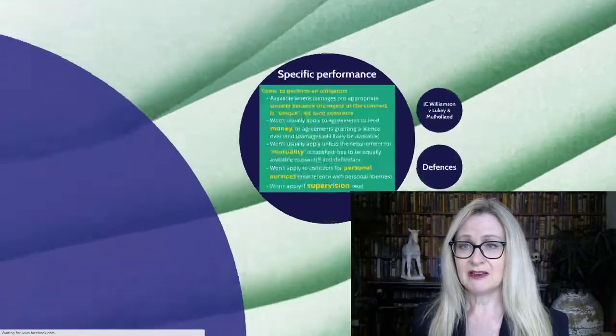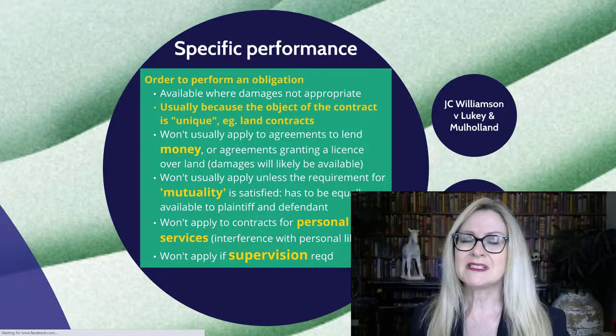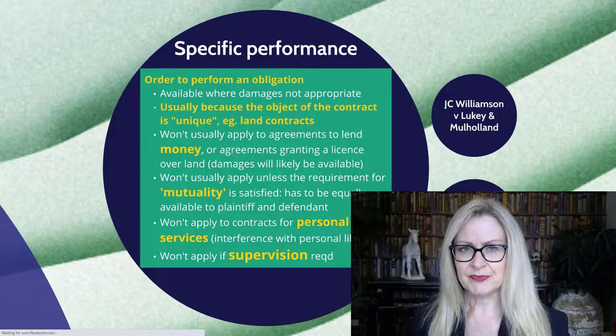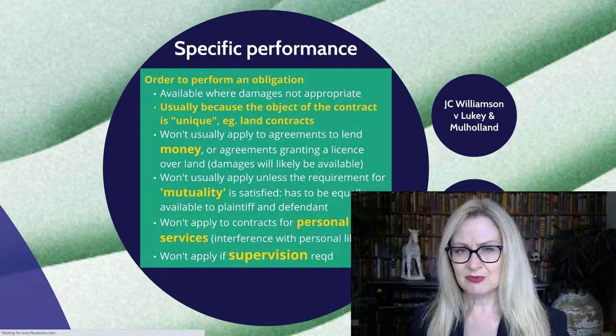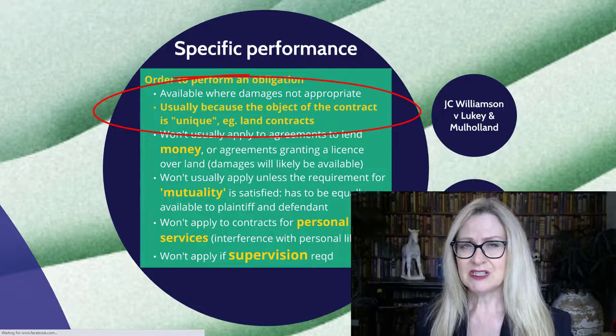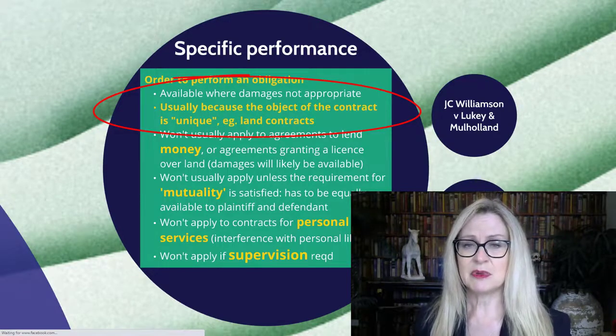First equitable remedy, and probably most often sought, is specific performance. And specific performance is simply an order of the court to make one party perform an obligation. It's only going to be available, as I said before, where damages, common law damages in contract, are not appropriate. Generally speaking, this will be because the object of the contract is unique. That is, it's rare, it has particular sentiment for the plaintiff, and so on. It might be a land contract. Land is always considered to be unique because no one parcel of land is exactly the same as another.